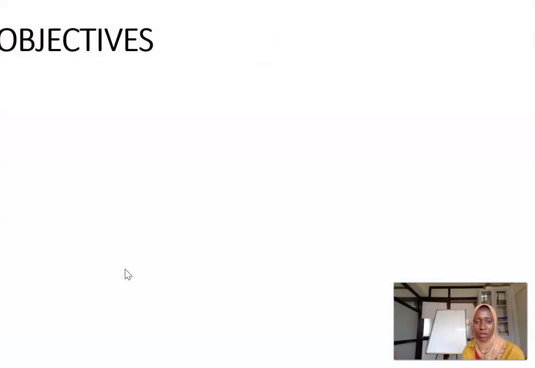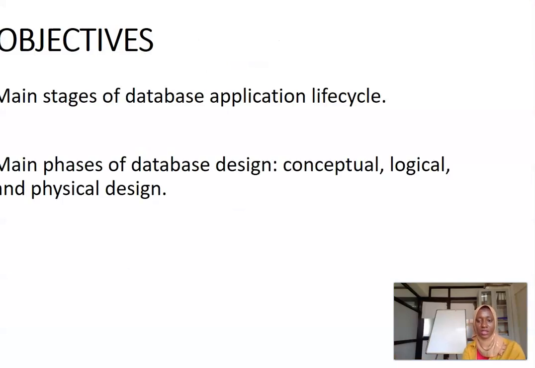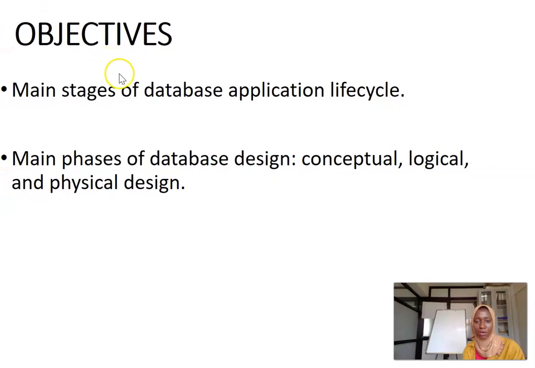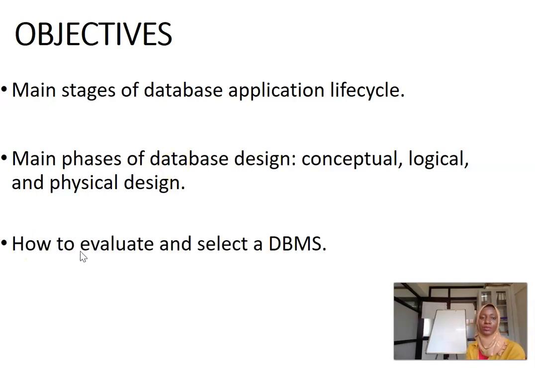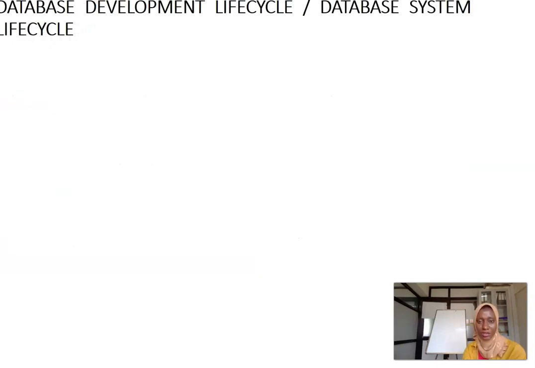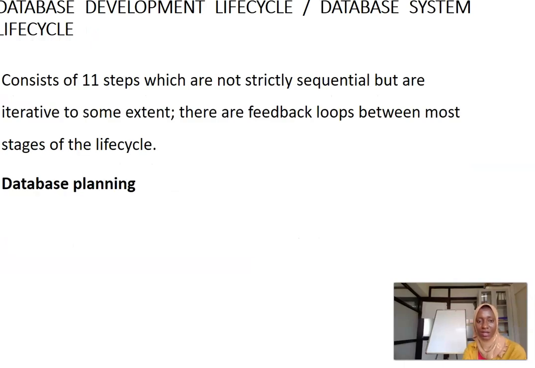Okay, so the objectives of this phase one, we're going to look at the main phases of the database application life cycle, and then also we shall discuss the main phases of the database design, which are essentially three: the conceptual, logical, and physical design. Also, we shall try to see how you select a database management system, and then how you evaluate it. So these are the 11 phases of the database lifecycle that we are going to discuss today.